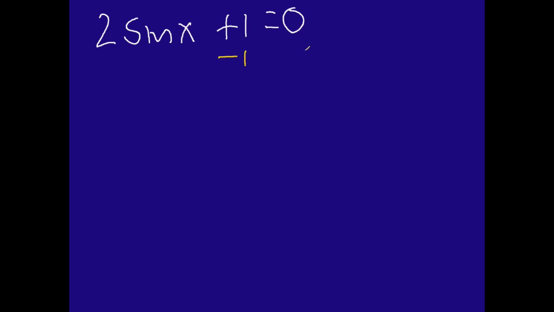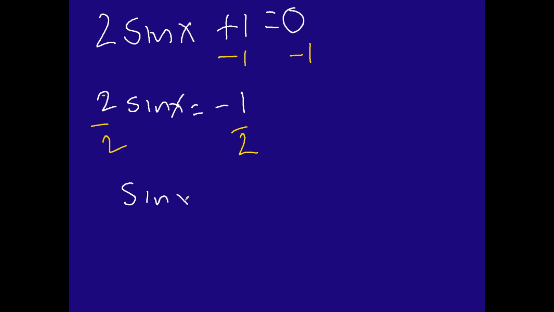We're going to subtract 1 from both sides. And so now we got 2 sine x equals -1. And then after that, we divide both sides by 2, like that. And so then we have sine x equals -1/2. You could stop here.